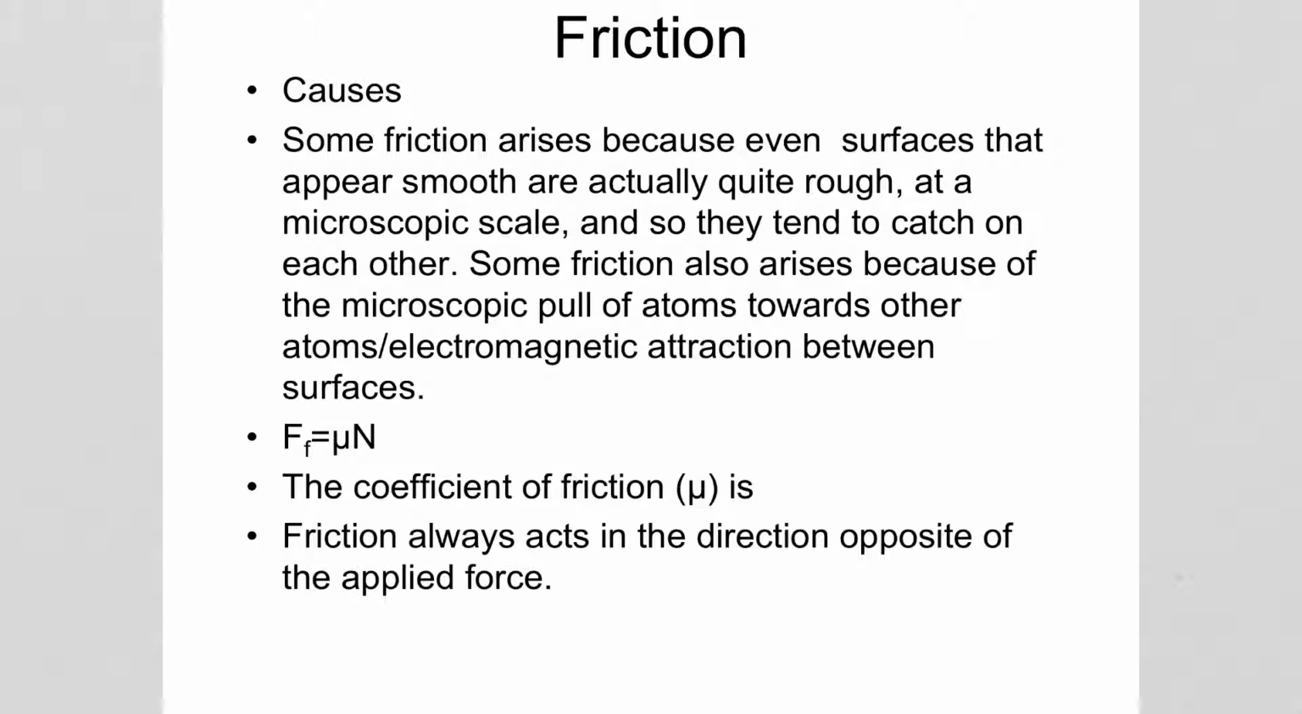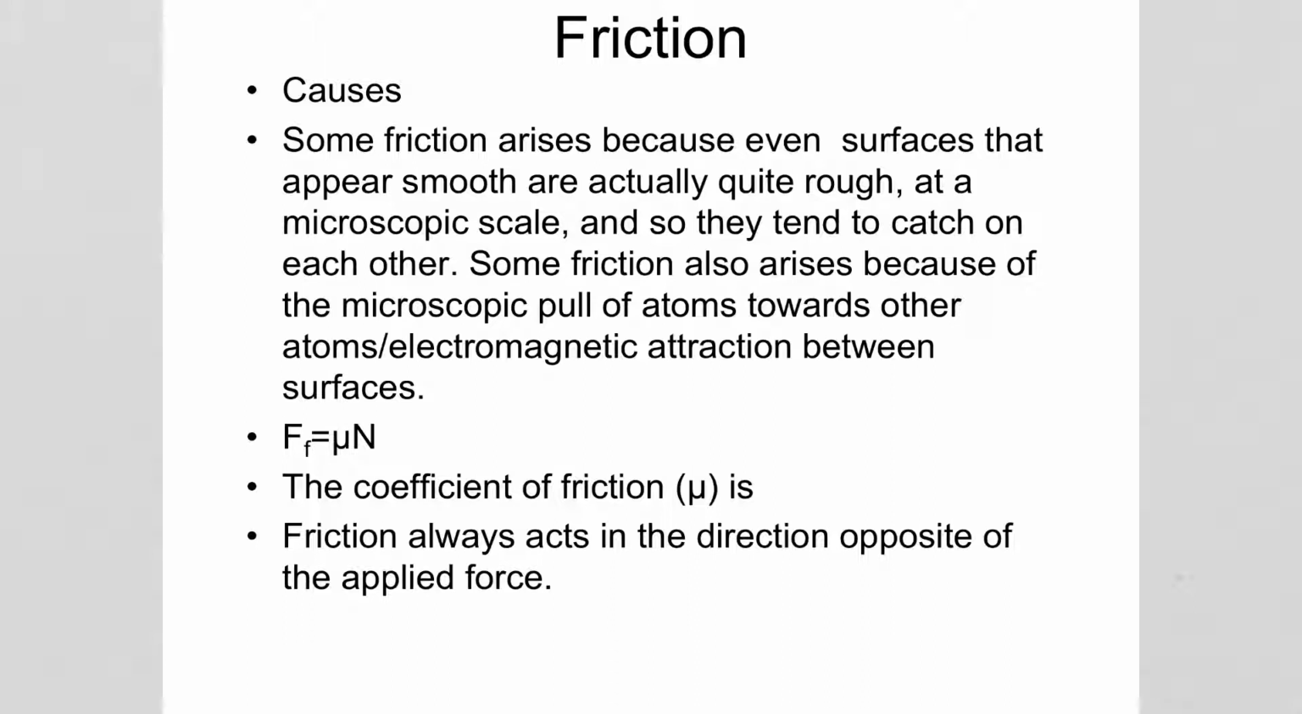In terms of causes of friction, friction can be caused by the roughness of surfaces. Even though smooth surfaces may look and feel smooth, on a microscopic level they're still not smooth. They're still rough. Also, you get some frictional force because of the electromagnetic interactions between surfaces and atoms.